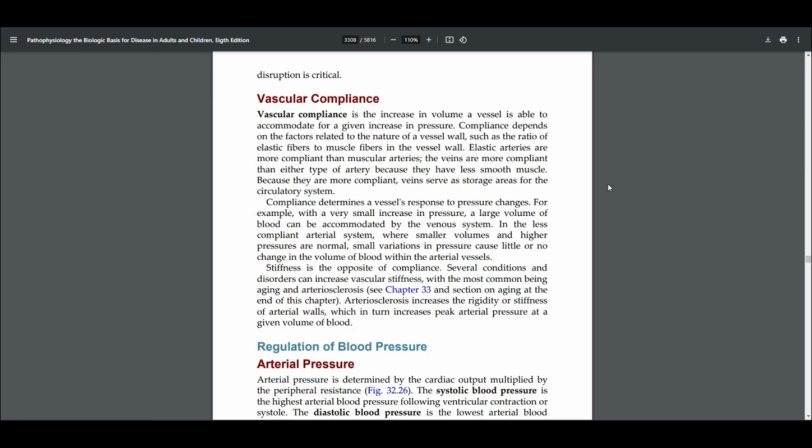Stiffness is the opposite of compliance. Several conditions and disorders can increase vascular stiffness, with the most common being aging and arteriosclerosis. Arteriosclerosis increases the rigidity or stiffness of arterial walls, which in turn increases peak arterial pressure at a given volume of blood.